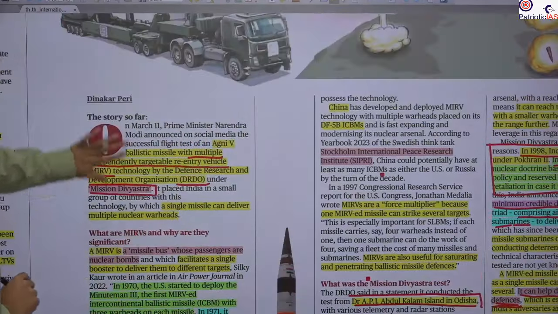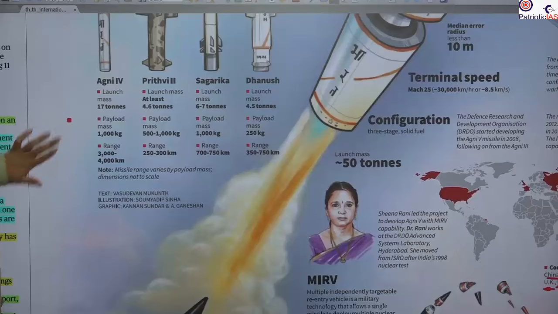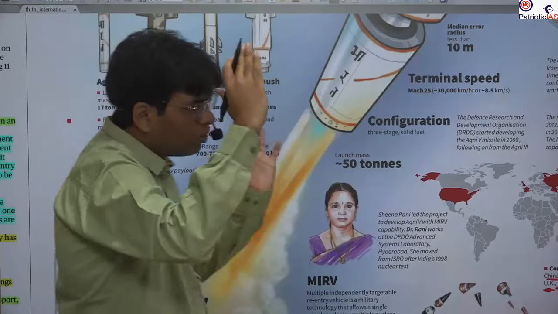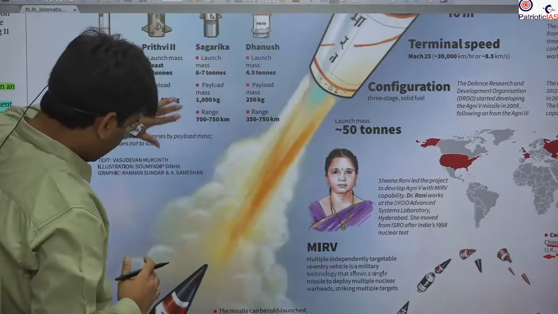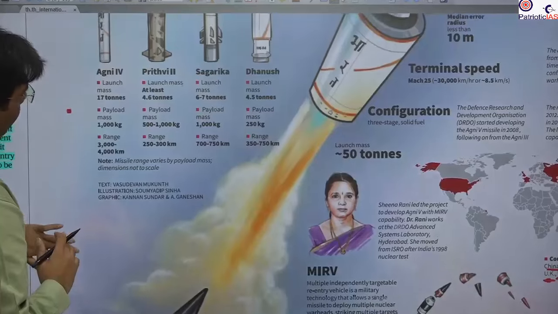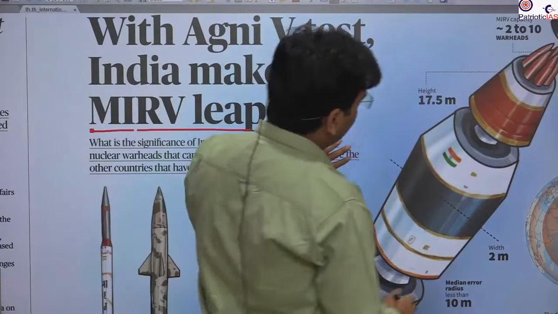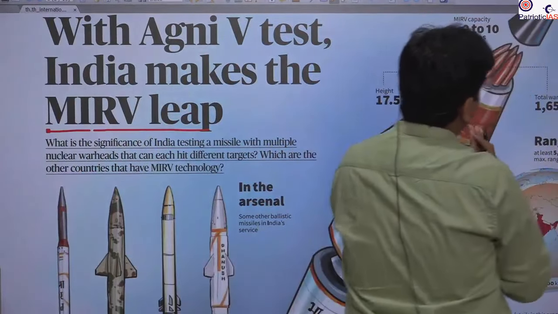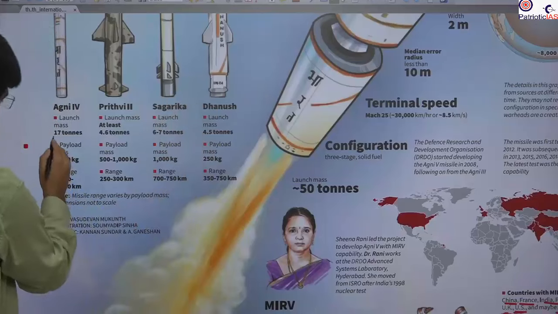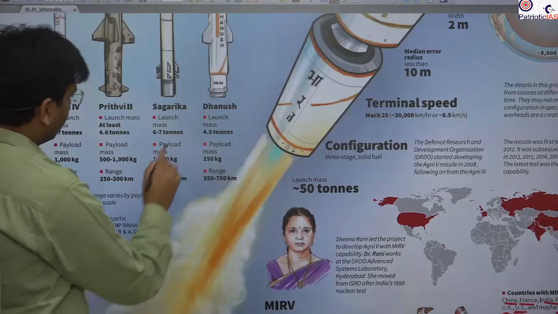Here a comparison is given of the different missile systems that India has, like the Agni, Prithvi, Sagarika and Dhanush. You should be very careful about the launch mass. Launch mass is the overall mass of the whole missile system. And what is the payload mass? Payload mass is the warhead that is at the end. This could be 1000 kg, but the overall launch mass could be 17 tons. It is highest for the Agni, and lowest for the Dhanush and the Prithvi.